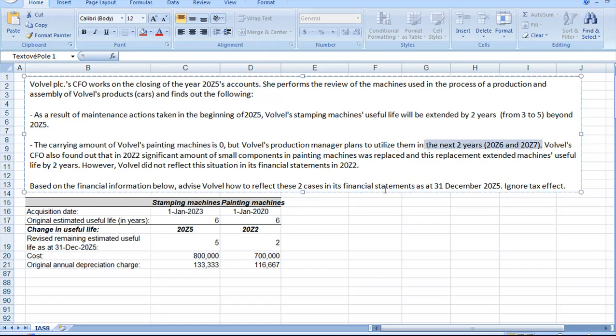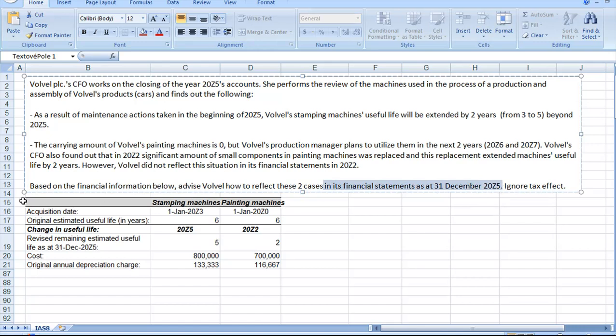Volvo's CFO also found out that in 2002, a significant amount of small components in painting machines was replaced, and this replacement extended the machines' useful life by 2 years. However, Volvo did not reflect the situation in its financial statements in 2002. Based on the financial information below, advise Volvo how to reflect these two cases in its financial statements as of 31st December 2005 and ignore tax effect.